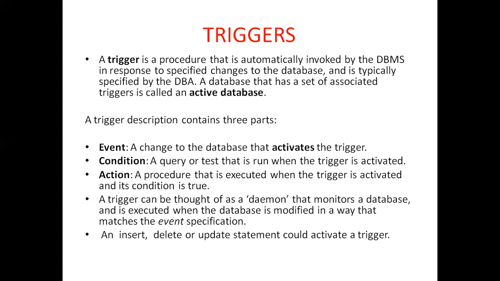And who will specify this? The DBA is going to specify these triggers. So a database which has an associated set of triggers, meaning multiple triggers, that database is going to be called an active database. So what is a trigger? It is a procedure, meaning it is some set of rules or set of codes that is automatically, implicitly going to be executed in the DBMS when there are specified changes to the database.